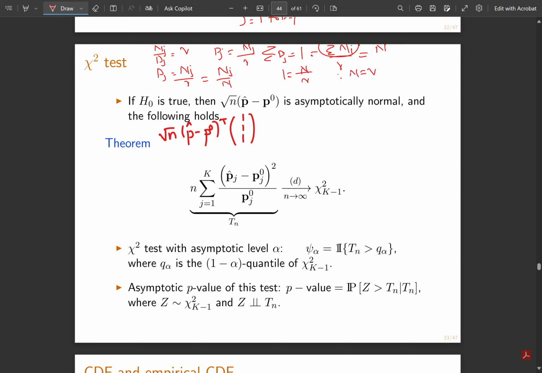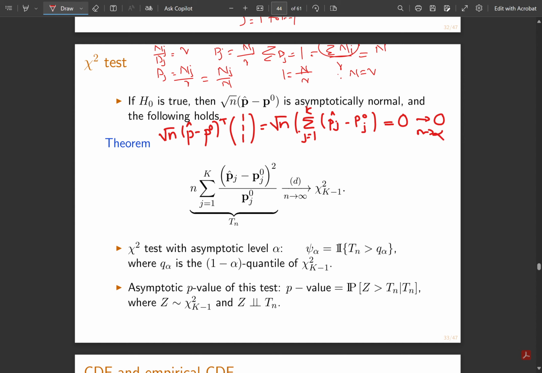This should be equal to the square root of n, and this is a summation over j that runs from 1 through k. In the bracket, we'll have p hat of j minus p naught, which also has a j subscript. In this way, this will be equal to 0, and this 0 is Gaussian.